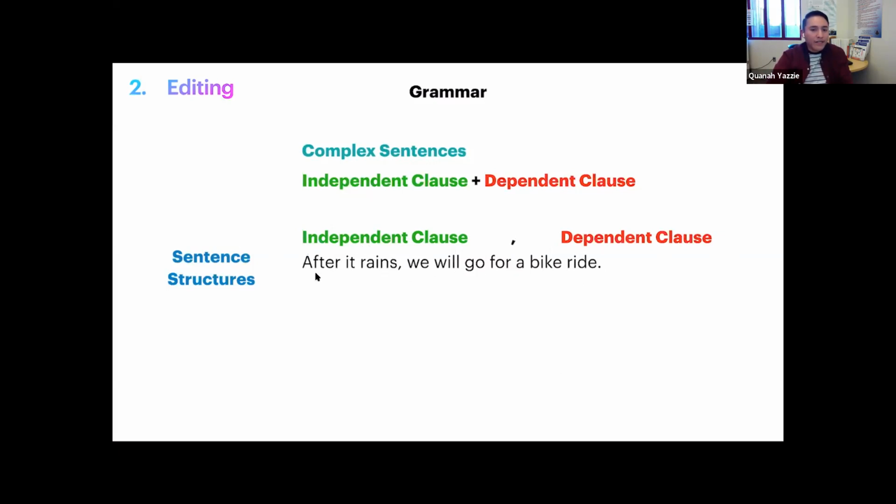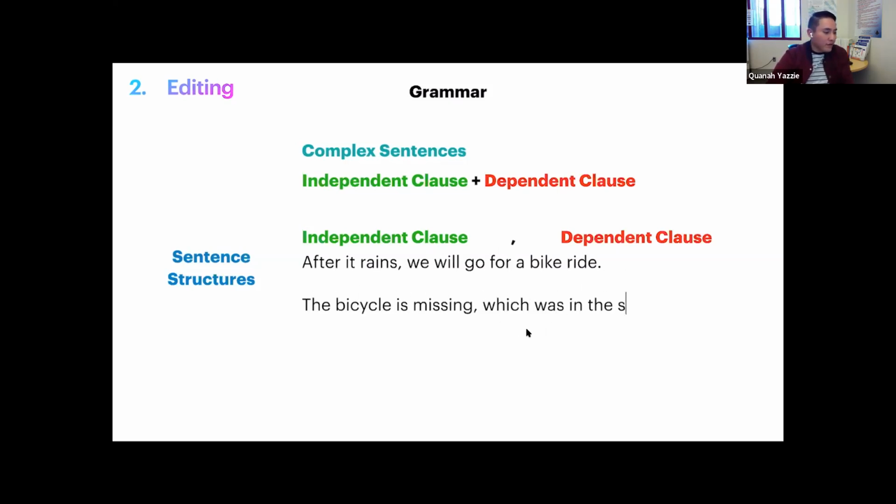So here, after it rains is a dependent clause, right? It's not a complete sentence. We will go for a bike ride is an independent clause. It's a full sentence. So how do we combine those two things together? We just use a comma, which makes this whole thing a sentence itself, which is what we call a complex sentence. So after we combine them with the comma, it becomes a complete sentence. And that's what we're looking for when we're going into editing.